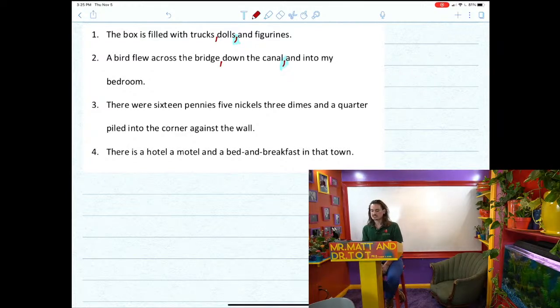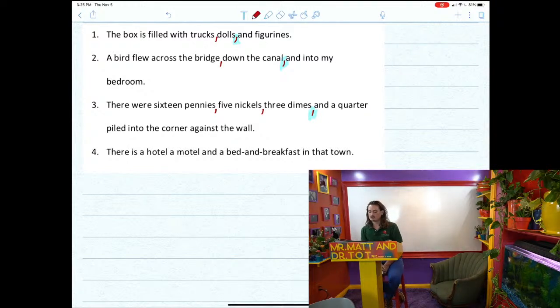Number 3, there were 16 pennies, 5 nickels, 3 dimes, and a quarter piled into the corner against the wall. So there are 16 pennies, comma, 5 nickels, comma, 3 dimes, comma, and a quarter piled into the corner against the wall. Whoops, I meant to highlight that one. So this is the Oxford comma right there.